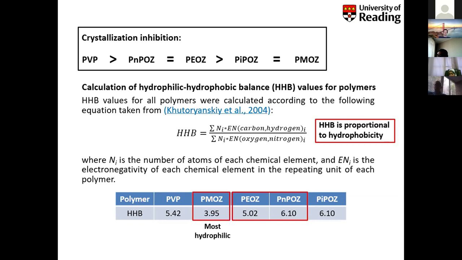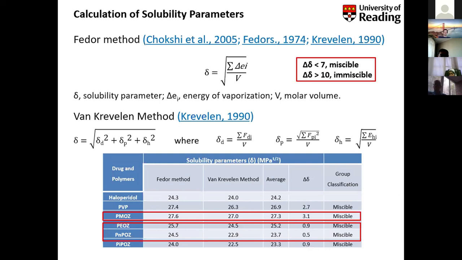And in addition, according to the solubility parameter difference, PMOs is the polymer least likely to be miscible with haloperidol, and PEOs and PN poles are more likely to be miscible with haloperidol. Also, this could support the experimental data.